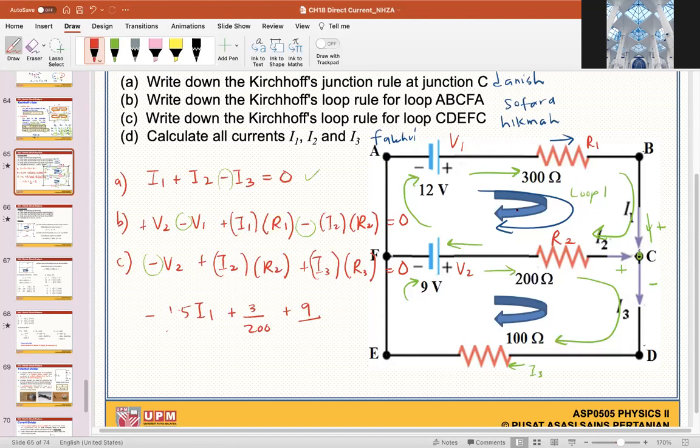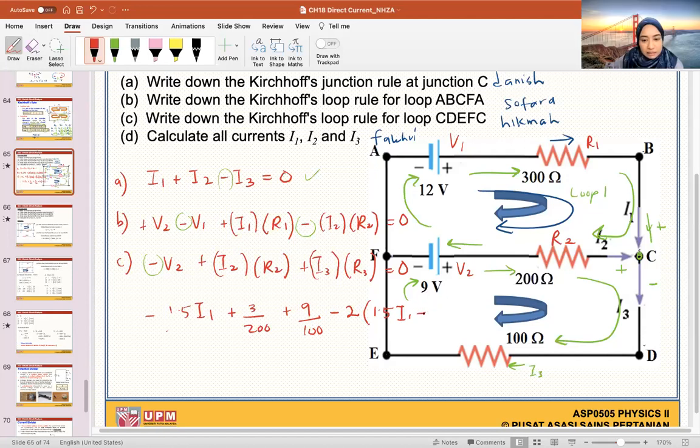9 over 100. Lepas tu minus 2, sebab ada 2. Lepas tu saya buat kurungan, 1.5 I minus 3 over 200 dalam kurungan, like that. Okay, tu untuk first equation sebab dia macam kena simultaneous. So that was the first equation.